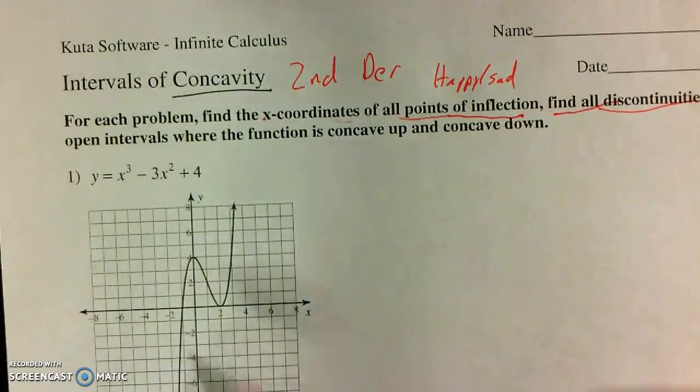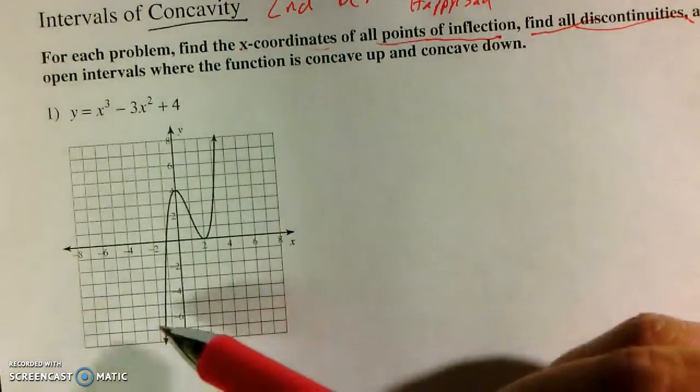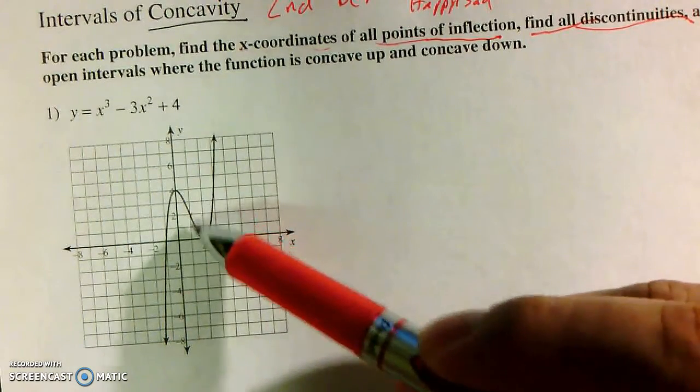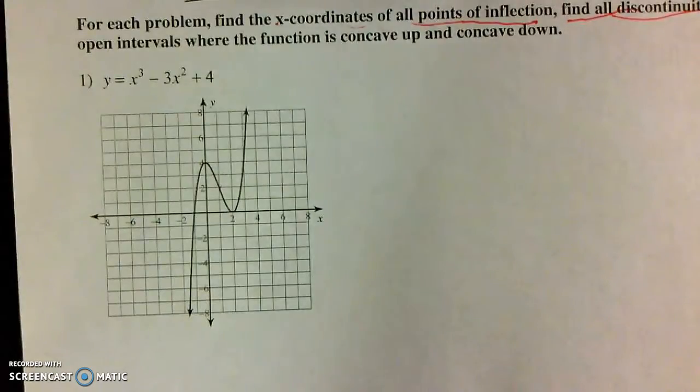And we actually have the graph here for us, so we're going to be able to verify all of this stuff. Even just by looking at this graph, it looks to me like it's probably sad up until about right here, then it gets happy. Okay, so this is going to be a pretty simple one.